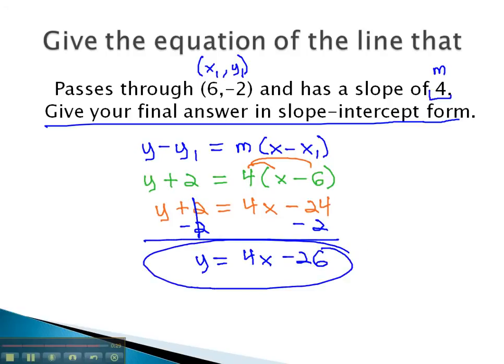This now is the equation in slope-intercept form that's going to go through the point 6, -2, and the slope is 4. The point-slope equation, y minus y1 equals m times x minus x1, can help us find the equation of any line.